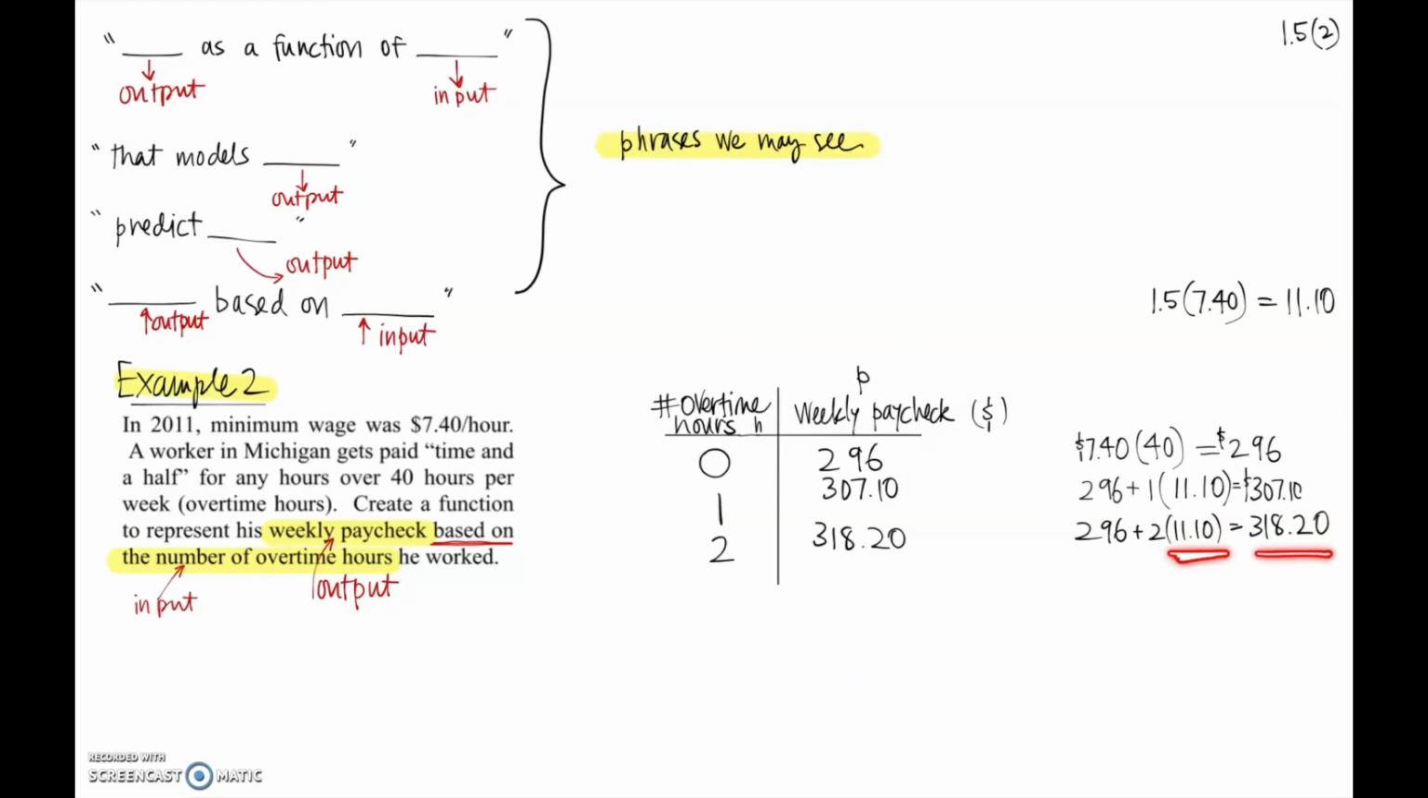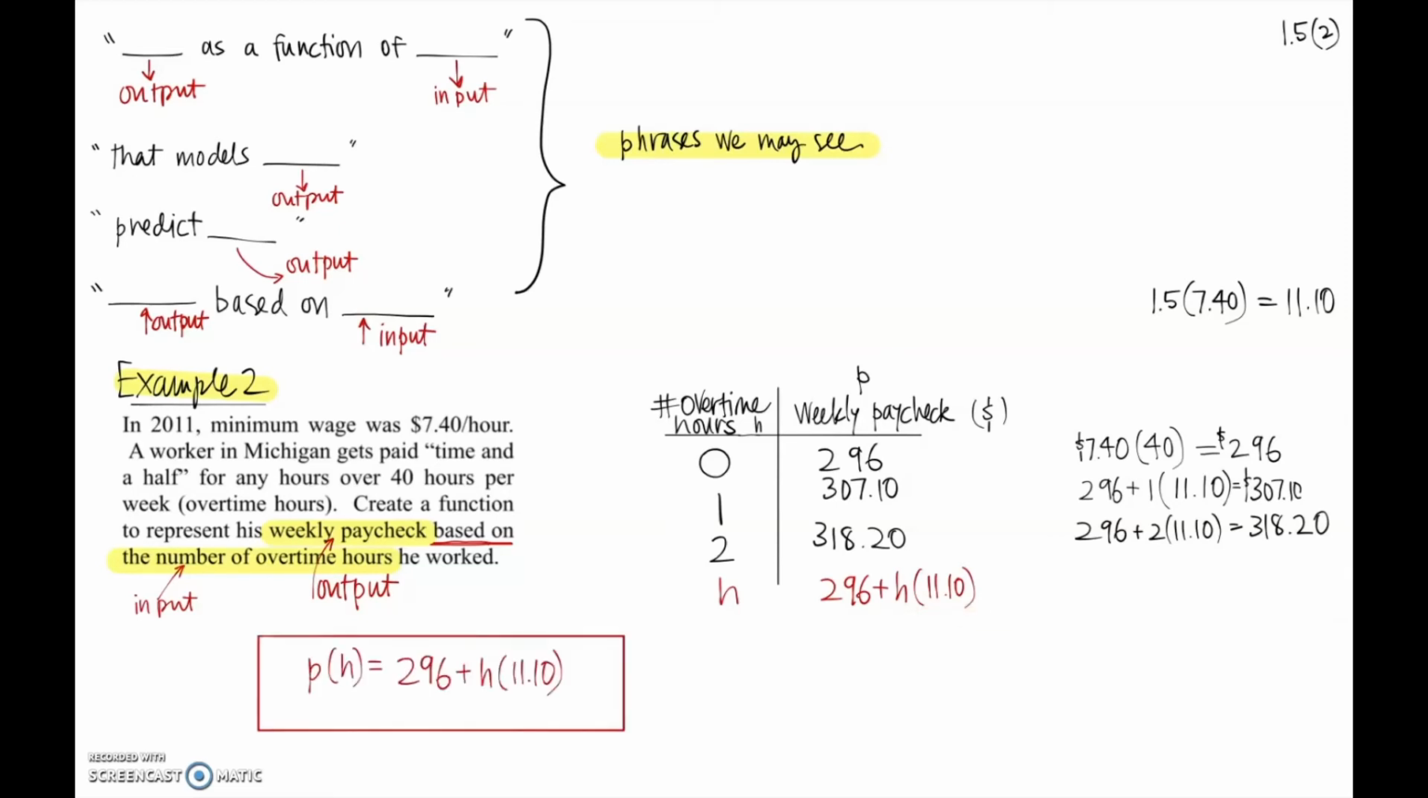So now I'm ready to come up with a formula. Now I can see that when I work H overtime hours, my weekly salary is $296 plus that H times 11.10. And so I'll go ahead and write it in function notation. And here is the answer to the question that they ask. P of H, so paycheck as a function of overtime hours worked, is 296 plus H times 11.10.